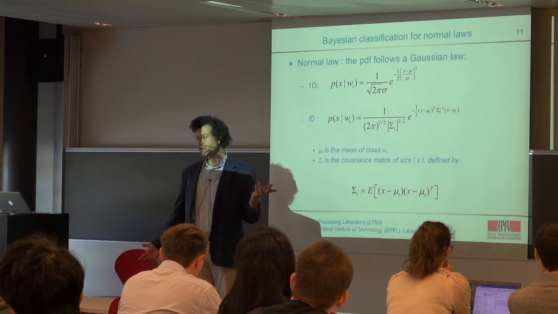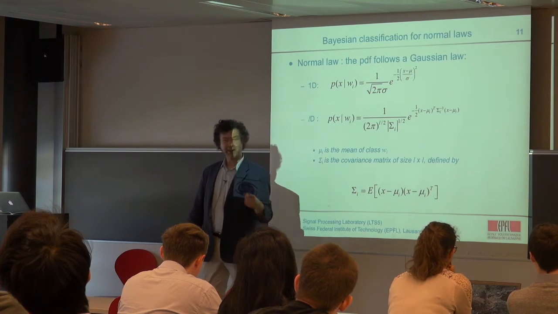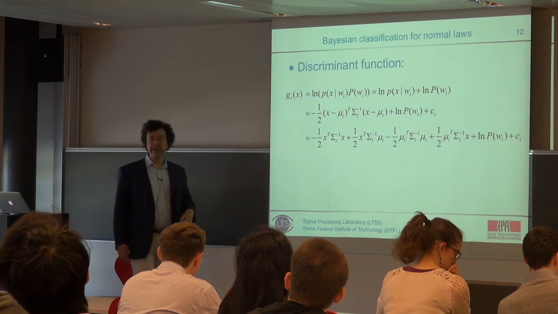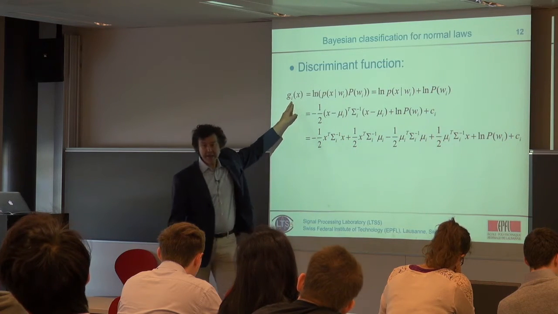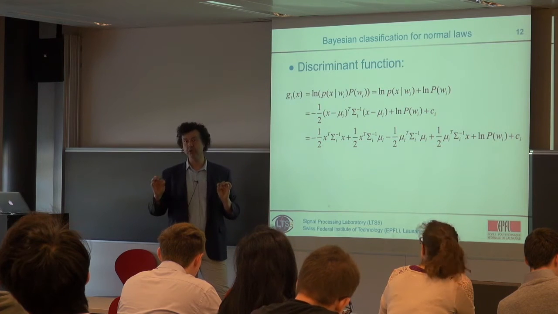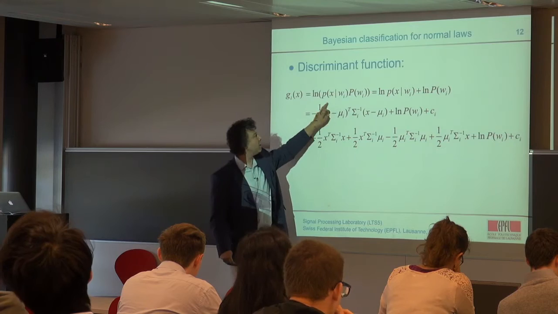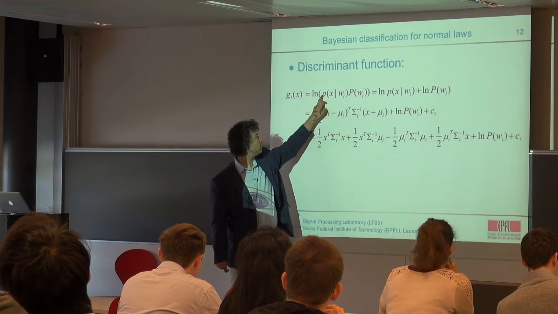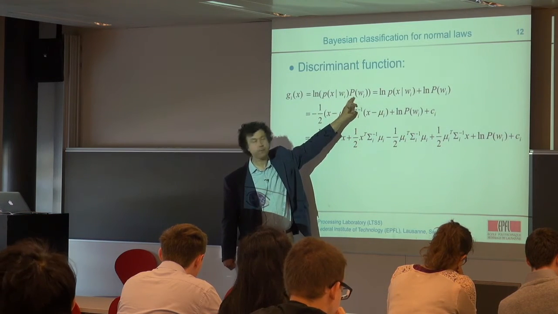A log, of course. And nicely, a log is monotonically increasing. Ha! So, it looks complicated, but it makes your life much simpler. Gi, the first term of my discriminant function, my decision line, will be the log of this probability. The log of the posterior, which is the log of the product of the PDF and the prior.